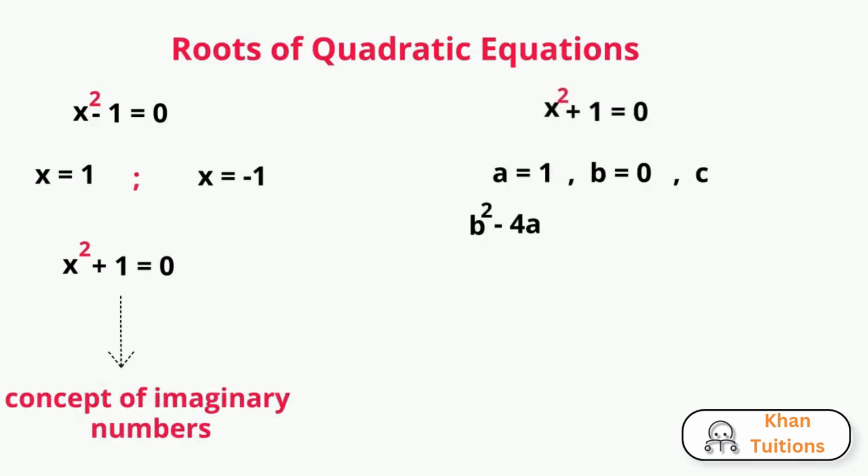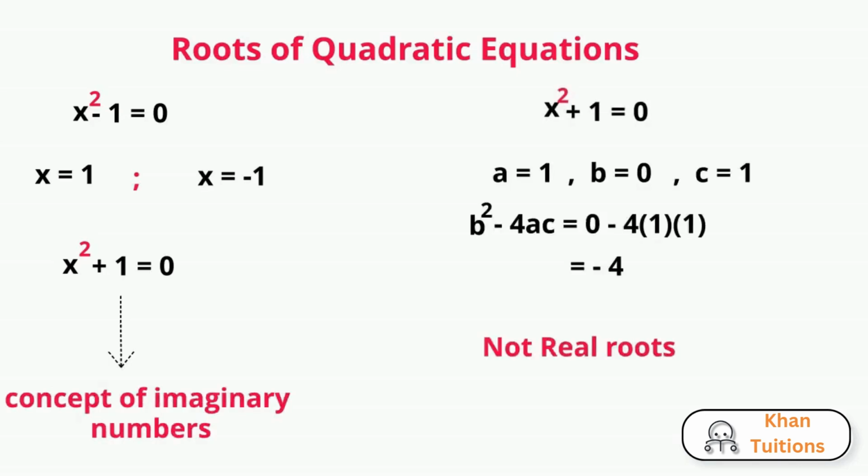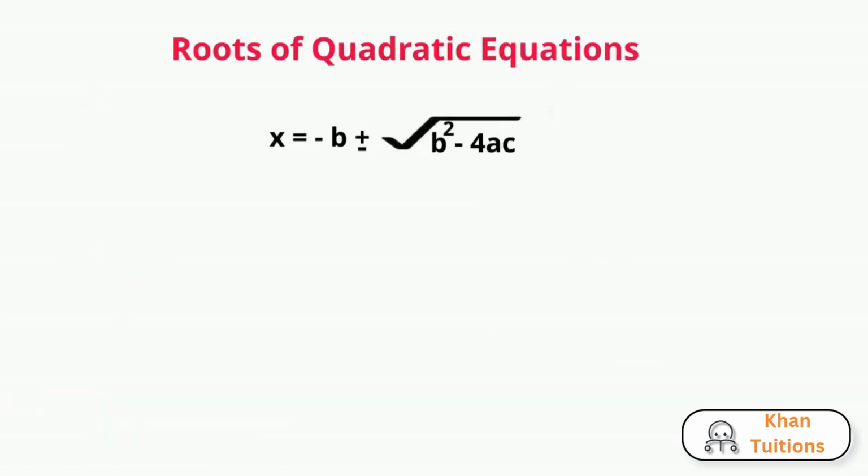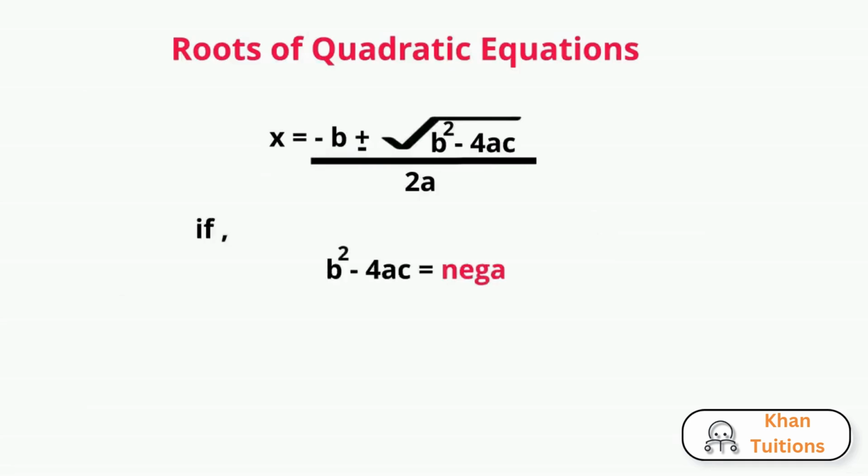If the discriminant b squared minus 4ac is negative, we say the solution is not real. Similarly, when finding the solution of quadratic equations using the formula, if the discriminant b squared minus 4ac is negative, we say there is no real root of the quadratic equation.